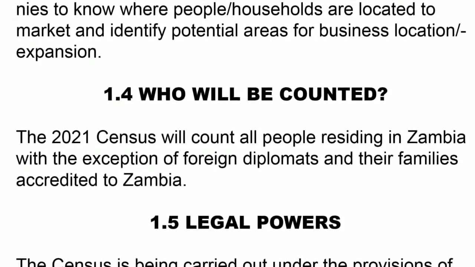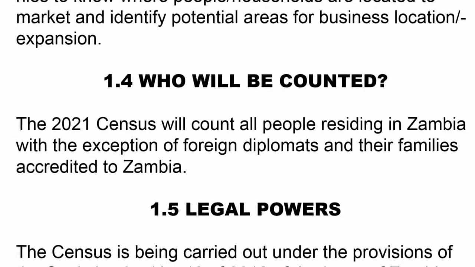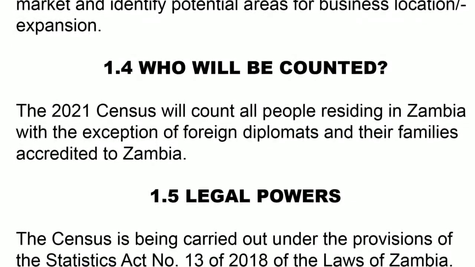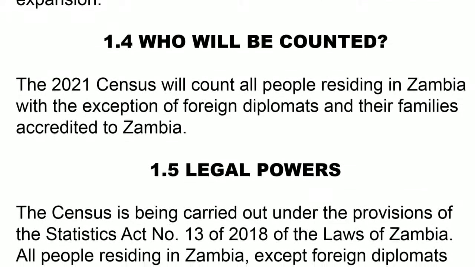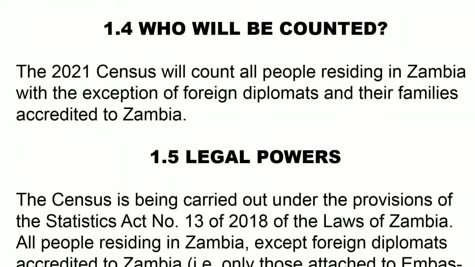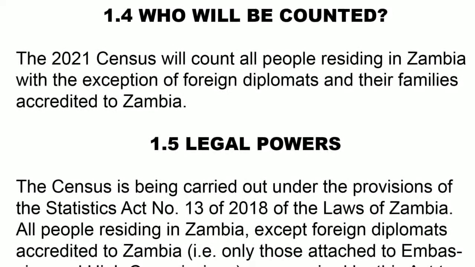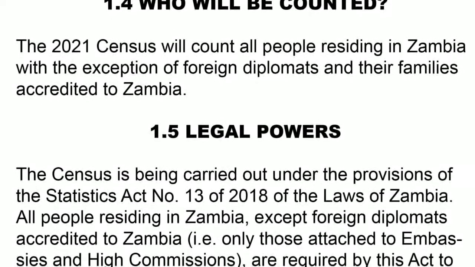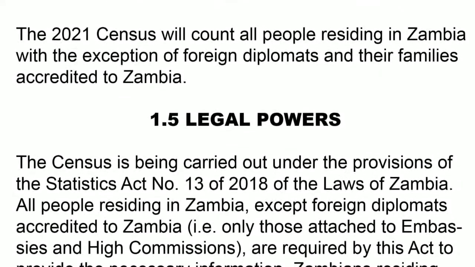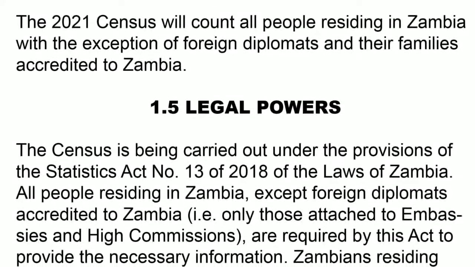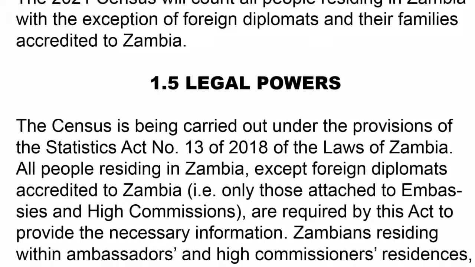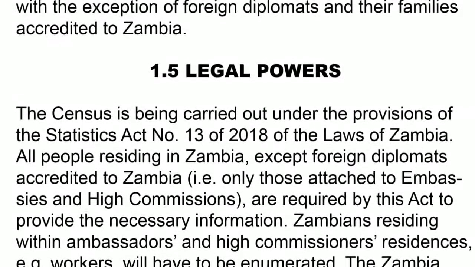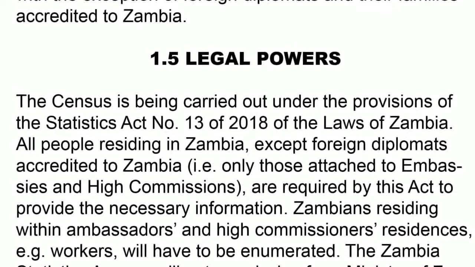Legal powers. The census is being carried out under the provisions of the Statistics Act No. 13 of 2018 of the laws of Zambia. All people residing in Zambia, except foreign diplomats accredited to Zambia, that is only those attached to embassies and high commissions, are required by this act to provide the necessary information.